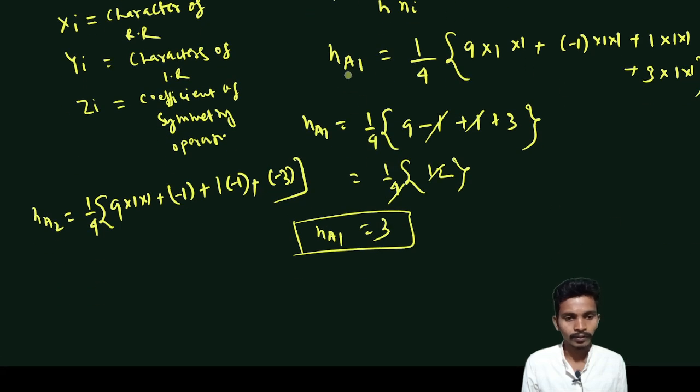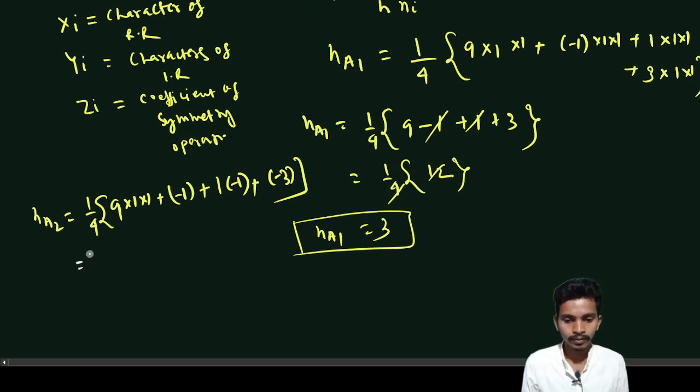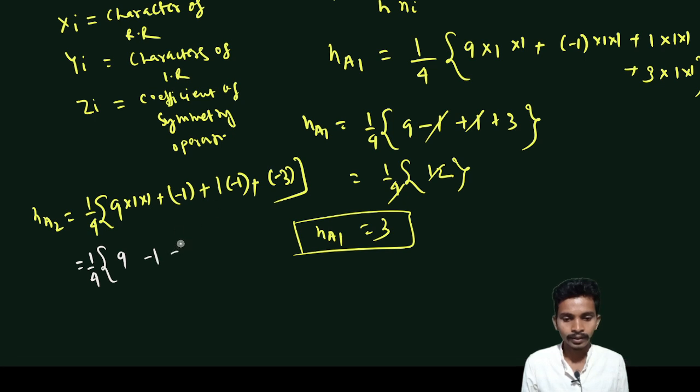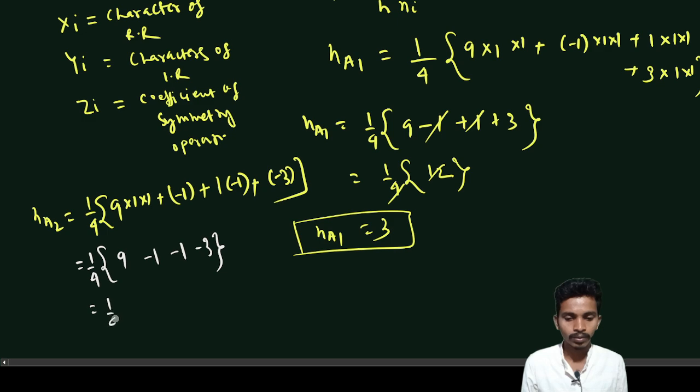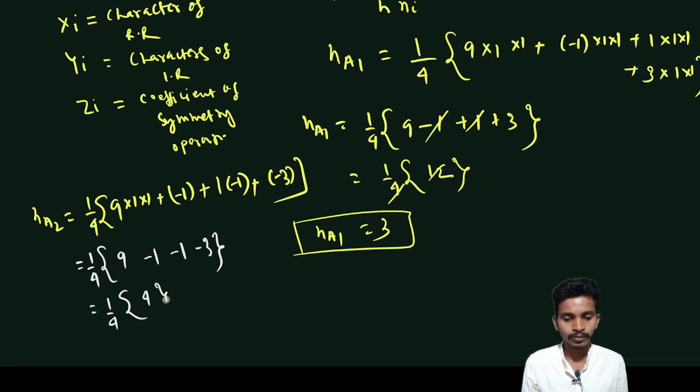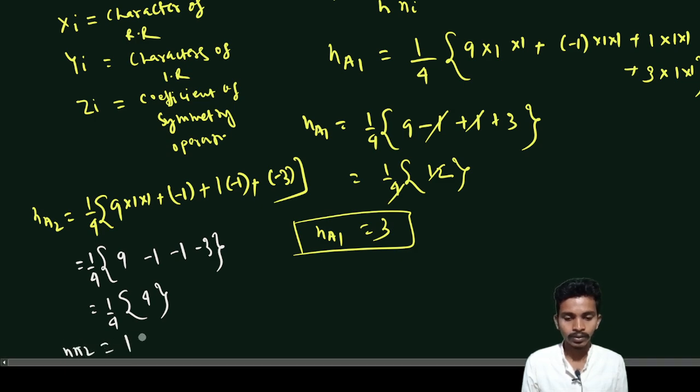Okay, so if you calculate it, 1 upon 4, this is 9, and this is minus 1, and again this is minus 1, and again this is minus 3. So if you calculate the whole, then we will get minus 3 minus 5, that is equal to 4. So this is going to be 1. So NA2 we will get 1.